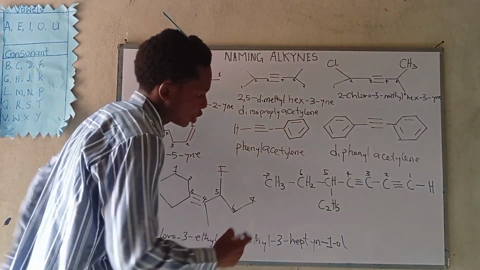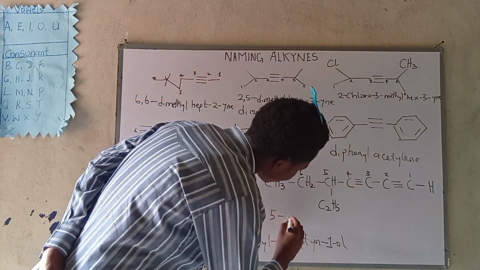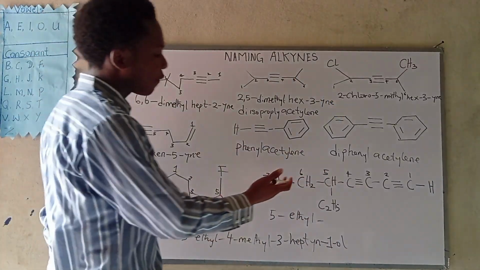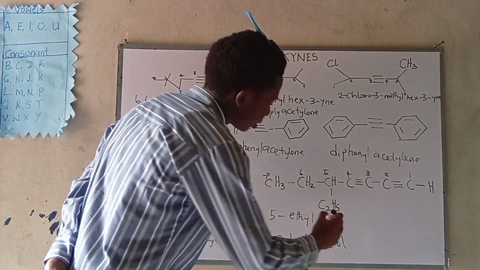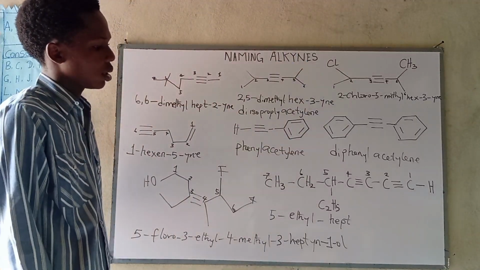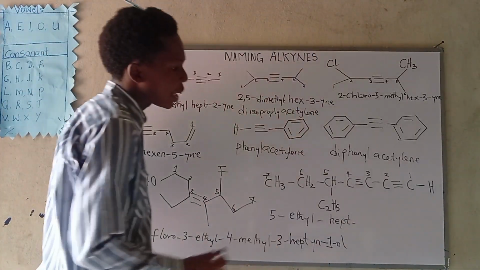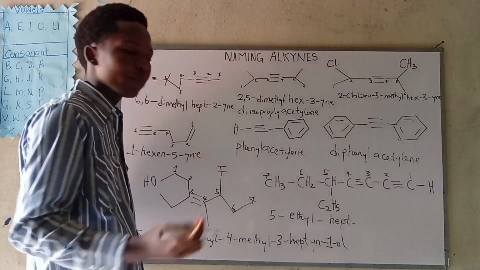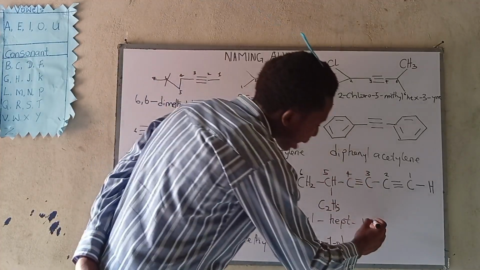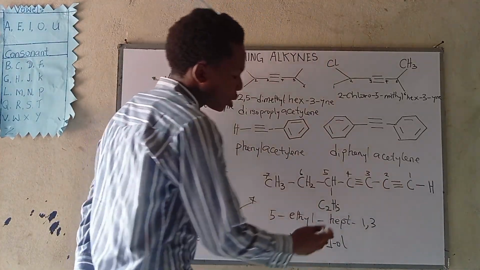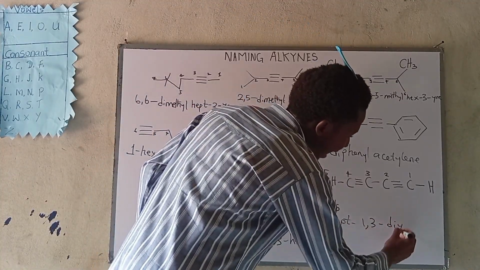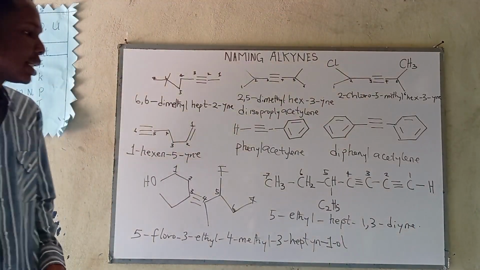So now let's name this guy. Let's bring out our substituent first. We have 5-ethyl. 5-ethyl what? Now, the number of carbons. 5-ethylhept. Now, we have to bring out the positions of this triple bond. Hept-1, comma. The next one is in carbon 3, right? Carbon 1 and carbon 3. So, hept-1,3-diyne.